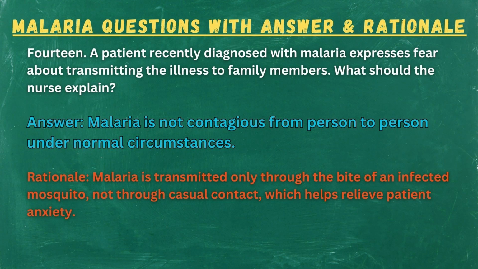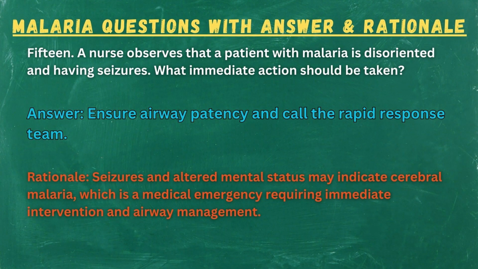Answer: malaria is not contagious from person to person under normal circumstances. Rationale: malaria is transmitted only through the bite of an infected mosquito, not through casual contact, which helps relieve patient anxiety. 15. A nurse observes that a patient with malaria is disoriented and having seizures. What immediate action should be taken?